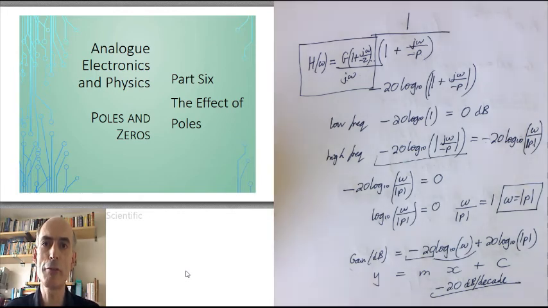Now we've seen what the effect of all the zeros and the poles are individually, we can put this information together and produce a very useful technique for quickly estimating the amplitude response of any circuit. It's called the Bode approximation, and I'll introduce it in the next video.